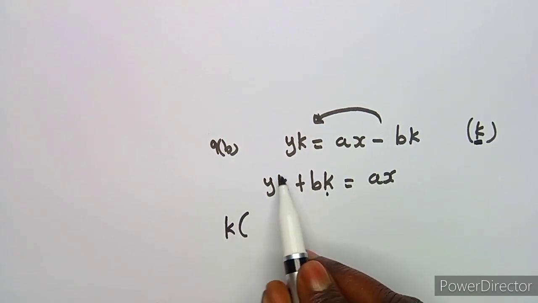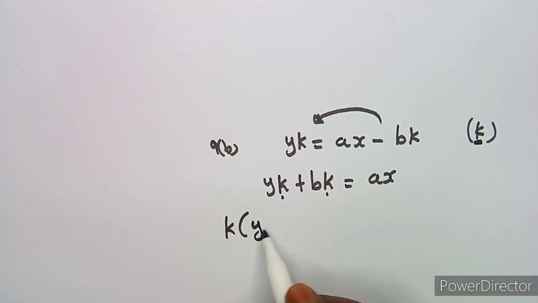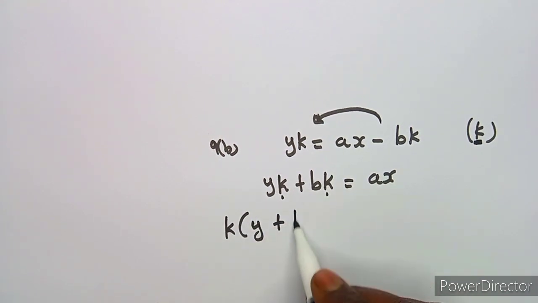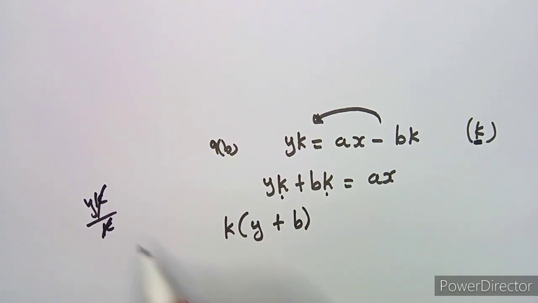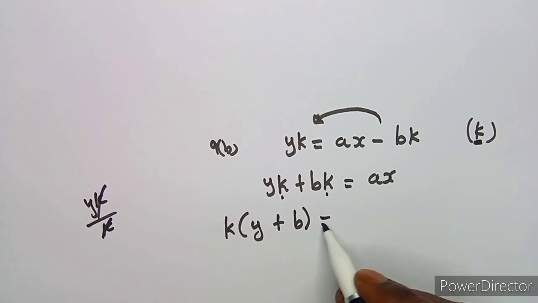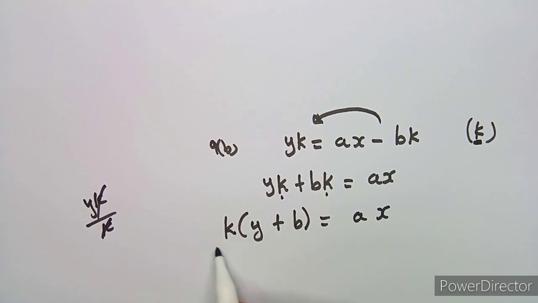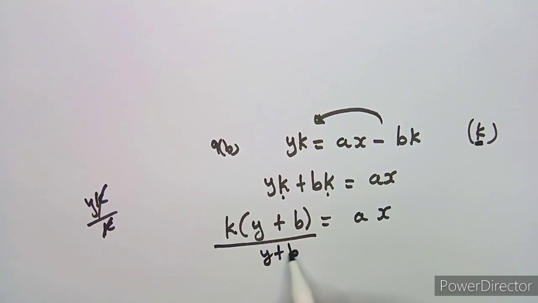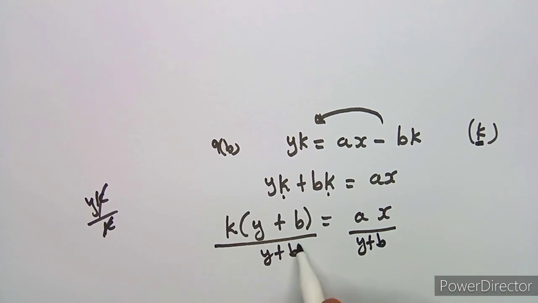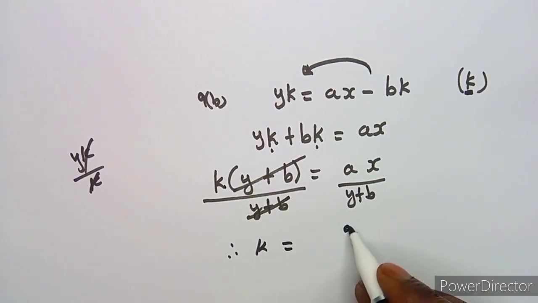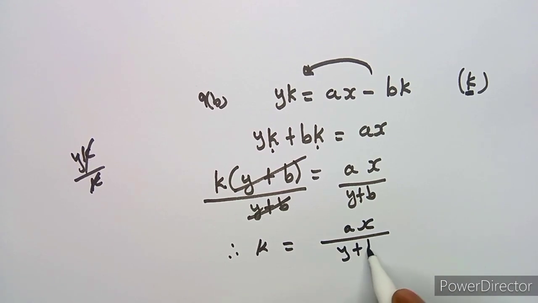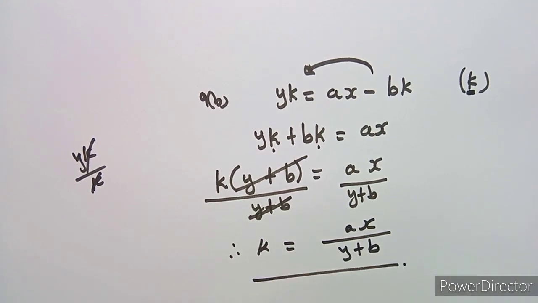So if I factor out k, I'm going to be left with yk divided by k, which is y, and bk divided by k, which is b. Remember, when you factor out, you're dividing: yk divided by k, you're going to be left with y, which is equal to ax. Then there's a bracket and you're multiplying. How do you remove a bracket? You have to divide by y plus b. It's either b plus y or y plus b, it's just one and the same thing. So therefore, your k is going to be ax over y plus b. So this is what you're going to have in this case.